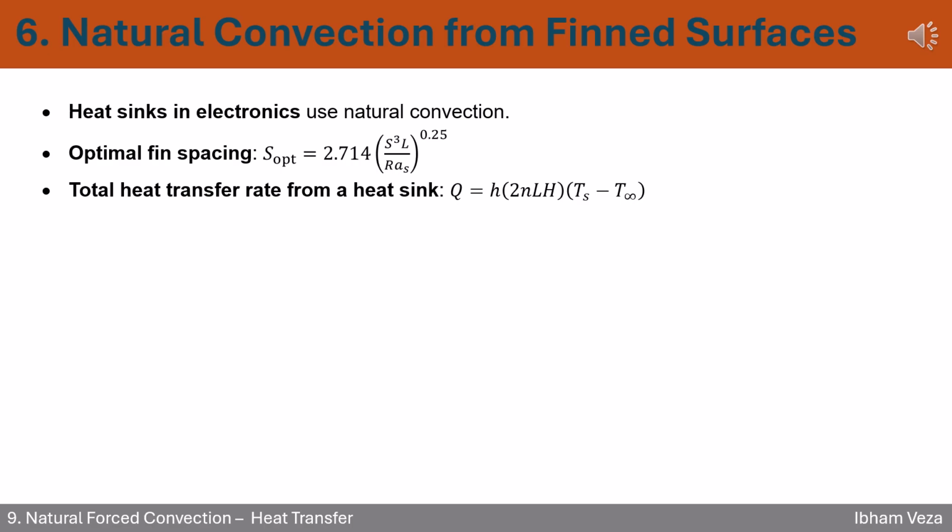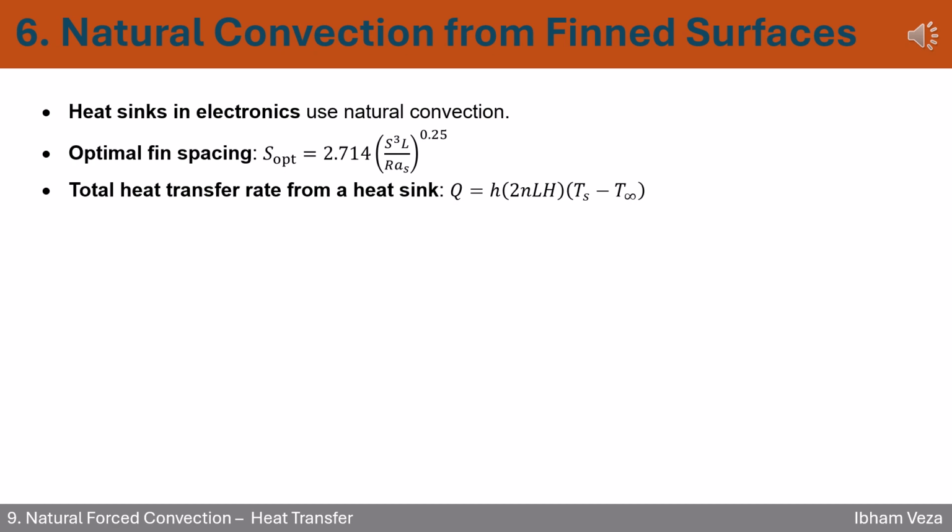6. Natural convection from thin surfaces. Let's simplify how to design effective heat sinks. When electronics heat up, natural convection takes over. No fans, no pumps, just air moving on its own. But there's a trick. Thin spacing matters.